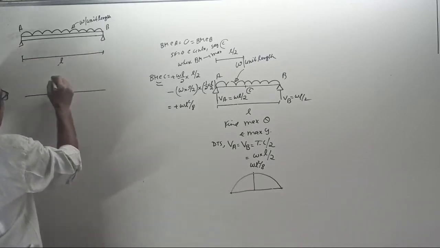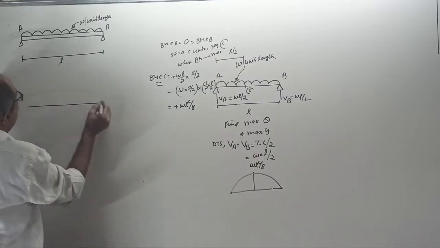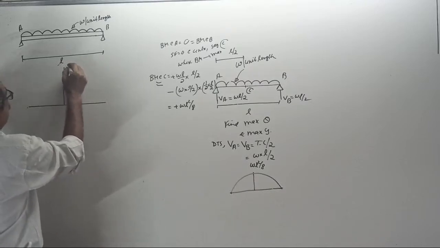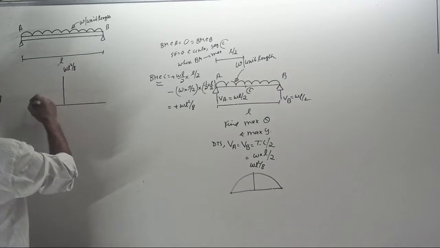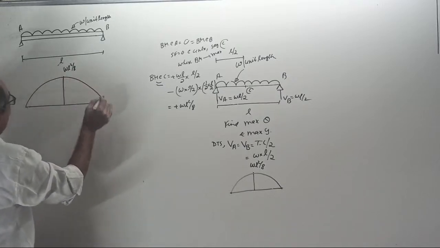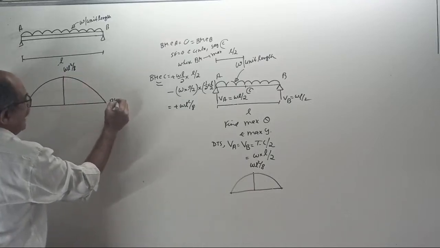L. Directly, see, you directly draw BMD. 0, 0, maximum at center, that is WL square by 8, joined by a parabola, second degree parabola. Why parabola this way? I told all earlier. This is the bending moment diagram.